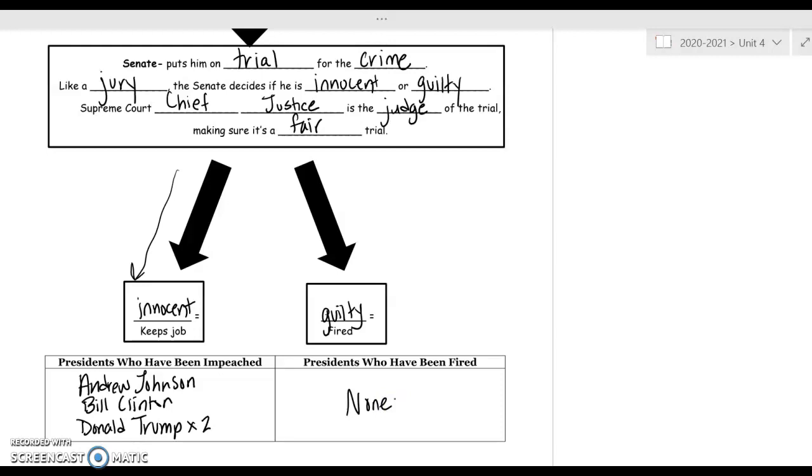We had one president resign. Richard Nixon resigned before this process could start. He probably would have been fired if he had not resigned.